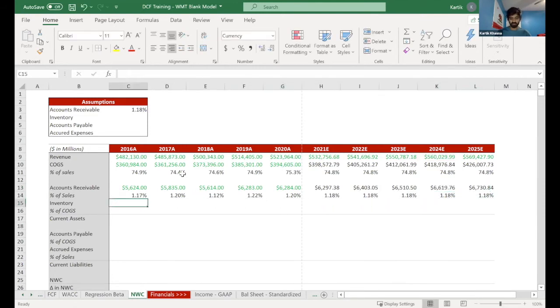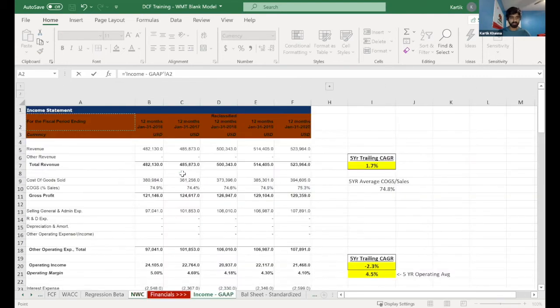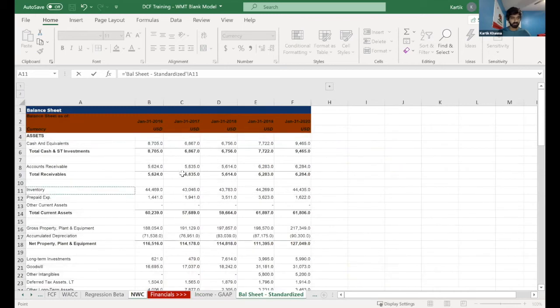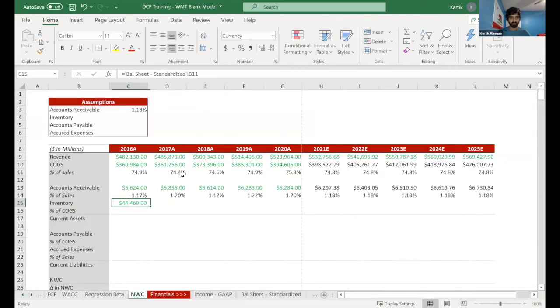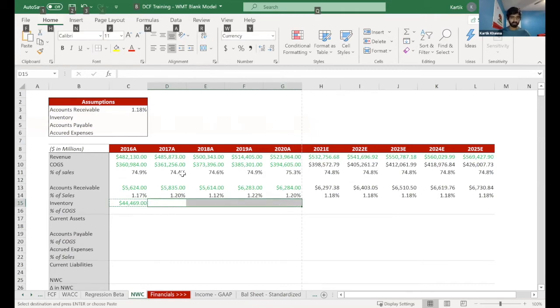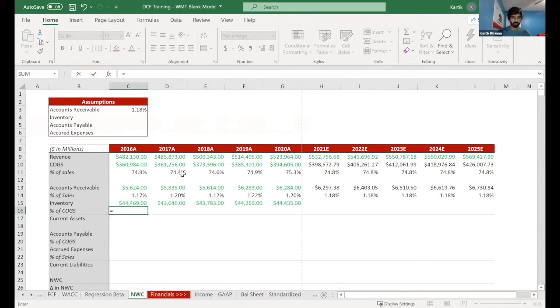Same thing for inventory here. We're just going to link from the income statement, balance sheet, and we're going to go to inventory here, move over the historical period, Alt ESF. Sometimes it doesn't want to work. Alt ESF. Okay. And now what we're going to do is we're going to do our inventory, divide that by our cost of goods sold.